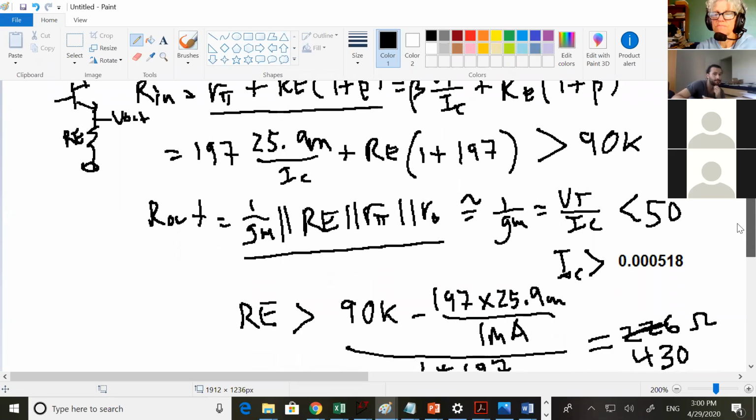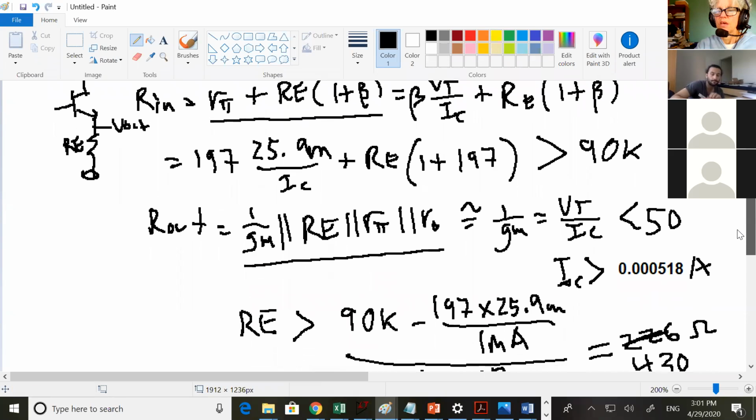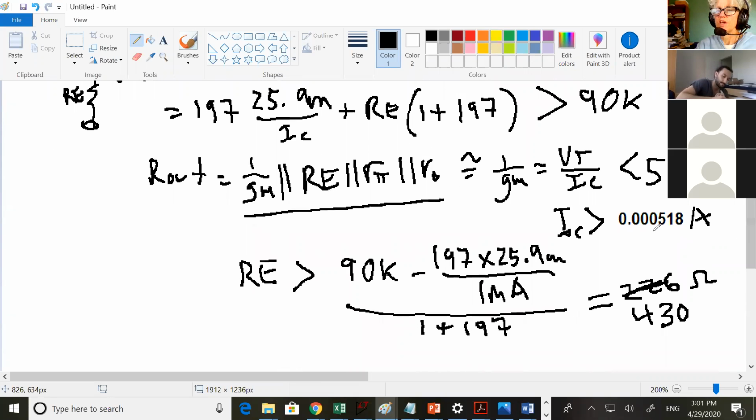So you can massage this, move the IC over here and divide by 50, and you have to have more than a half a milliamp. So this is current right here. And then you have a value for that. So you as a designer get to pick any value that's greater than half a milliamp. So I just randomly picked one milliamp.